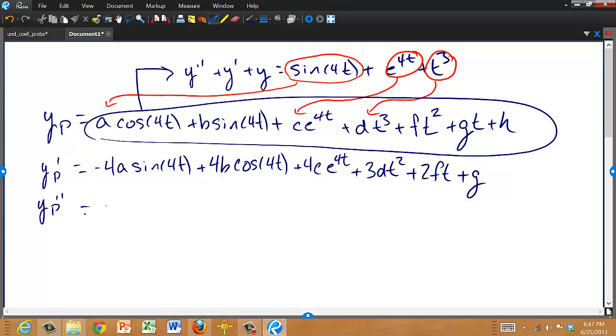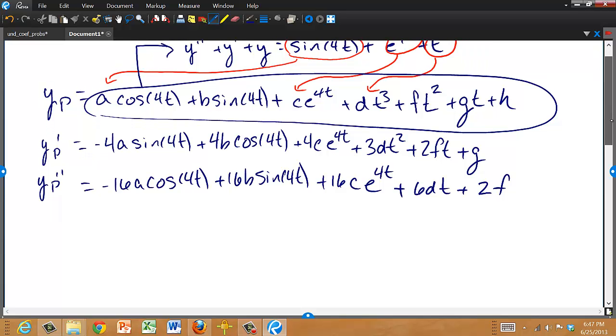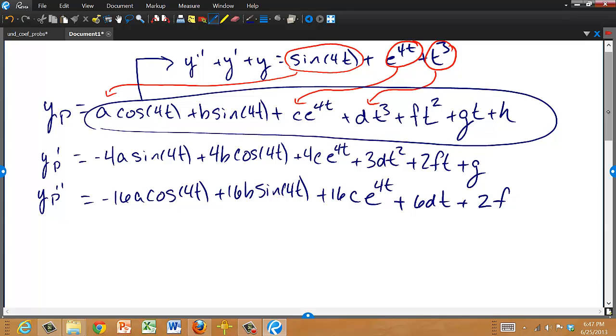Yp double prime would be negative 16a cosine 4t plus 16b sine 4t plus 16c e to the 4t plus 6dt plus 2f. So we can plug those into the left-hand side. We'll calculate yp double prime plus yp prime plus yp, and we'll see what we have.